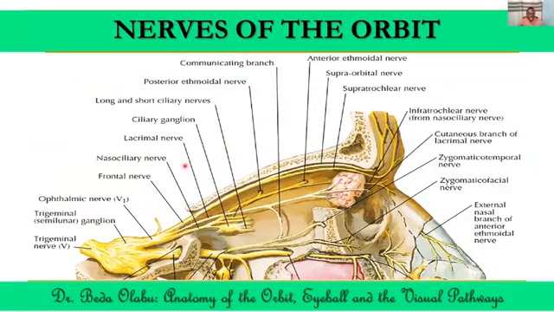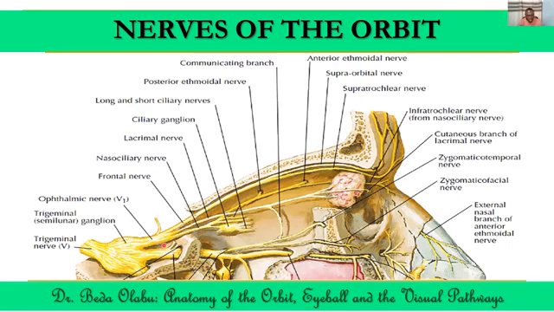Then we have the ophthalmic nerve. The ophthalmic nerve is the first division of the trigeminal nerve. This ophthalmic nerve gives a number of branches. Let's name three major ones: the frontal nerve, the nasociliary nerve, and the lacrimal nerve.